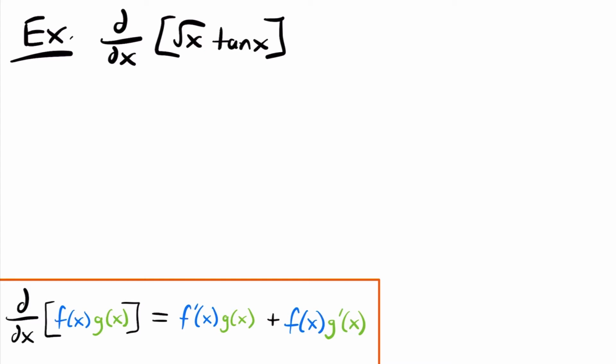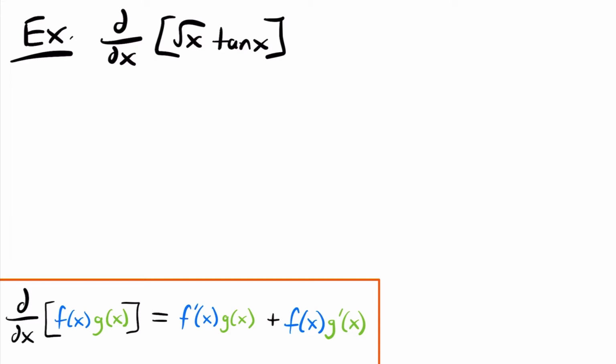And so in this derivative, the first thing we want to do is to identify what our two functions are that are being multiplied together. That's why we're even using the product rule to begin with. It's because we have two functions that are being multiplied together. So in this case, our first function, f of x, would be the square root of x, and our second function, g of x, would be tangent x.